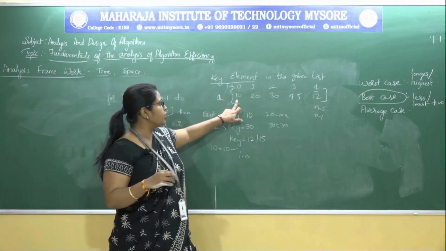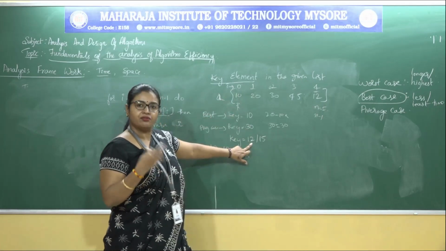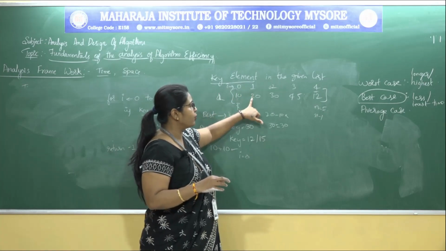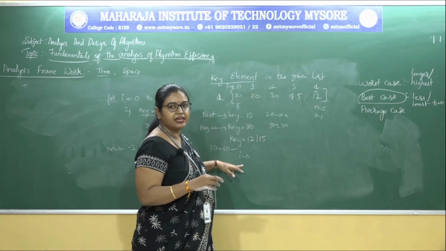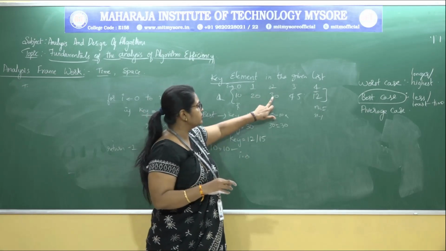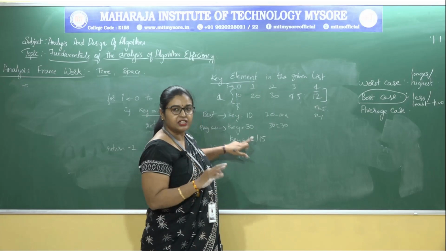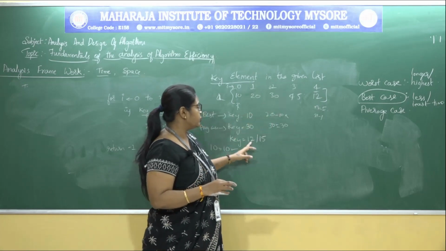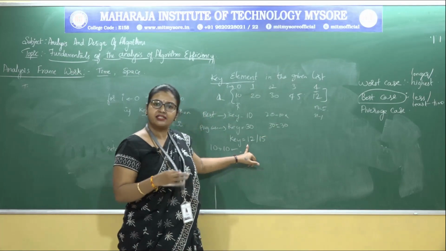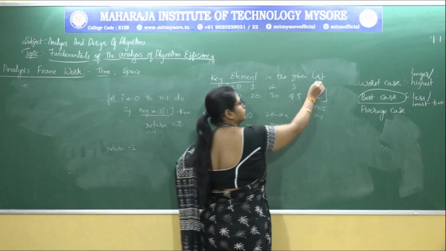So when i is equal to 0, is 10 equal to 12? False. So i gets incremented, i is equal to 1, 20. So 20 is compared with the key element 12, so false. i gets incremented, 30, is 30 equal to 12? That is also false. 45, 12, that is also false. 12 is equal to 12, it is correct, but what is the i value?